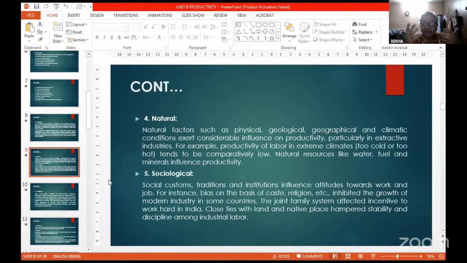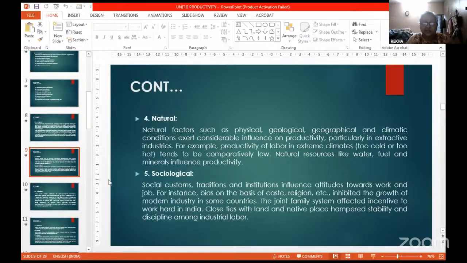Because the natural resource was present over there, they built their first factories in that area, because at that time communication was not as well developed as it is today. So it was not easy for them to bring those raw materials to other places. But now with better technology and better communication, these things are possible. So natural factors are also very essential for increasing productivity.